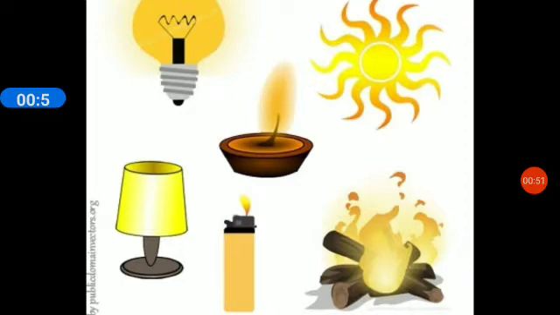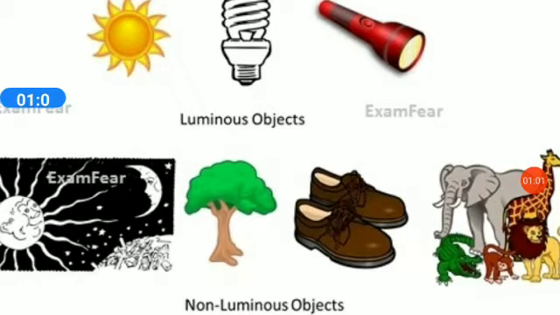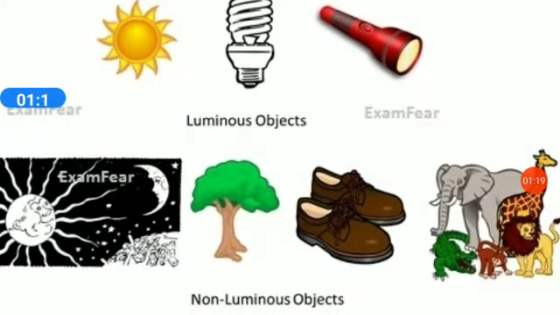Now objects are divided into two parts, luminous and non-luminous objects. Let's see this. On the basis of emitting light or reflecting light, objects are divided into two kinds, luminous objects and non-luminous objects. An object which emits light is called a luminous object, and an object which does not emit light on its own is called a non-luminous object.